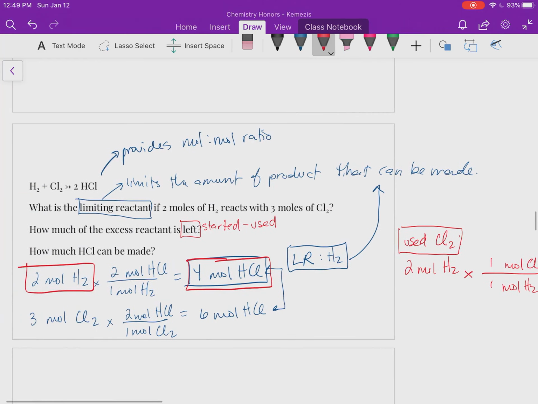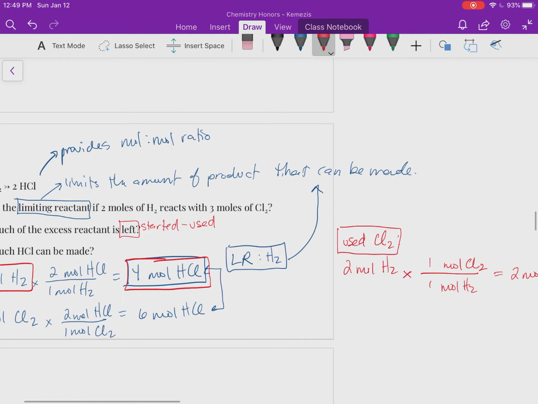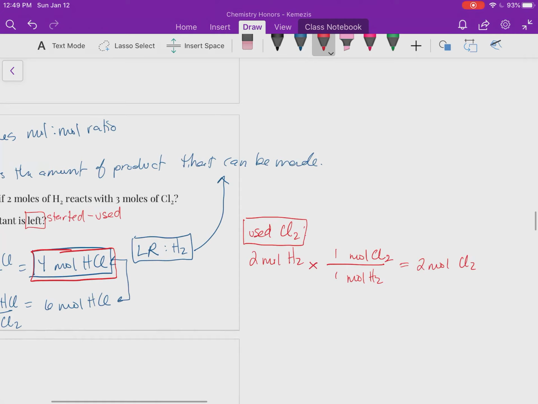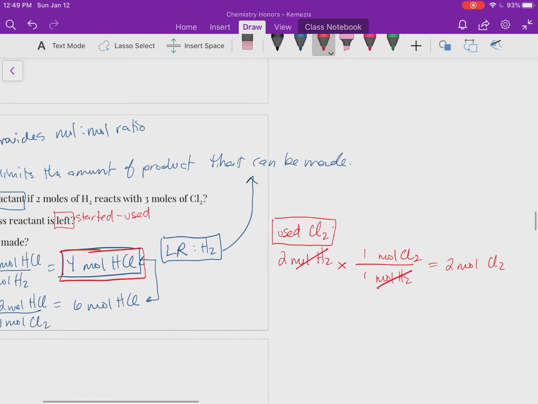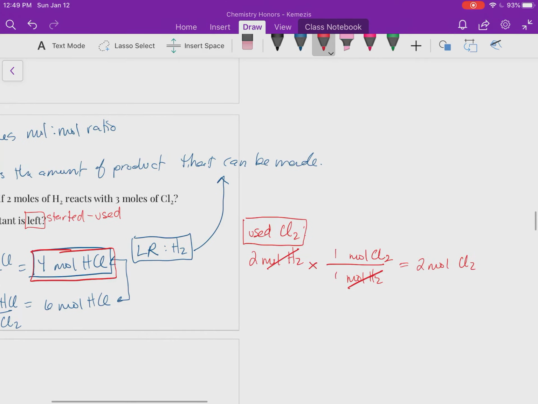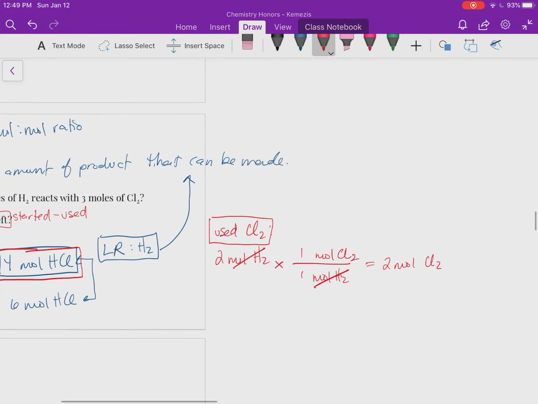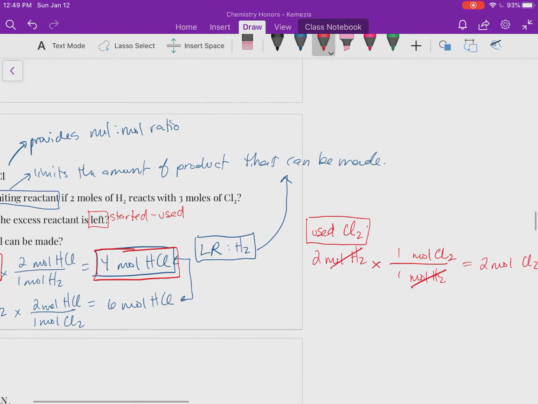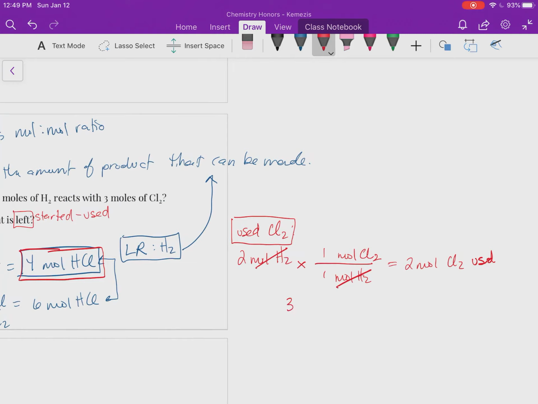It won't always be this 1-to-1 ratio, and it might not be super explicit what's going on. So that's why I'm being so drawn out with the examples, so that we can see how to do this problem. So this 2 moles of Cl2 is not the answer, because this is 2 moles of Cl2 used. We are interested in how much we have left. So we have one more step.